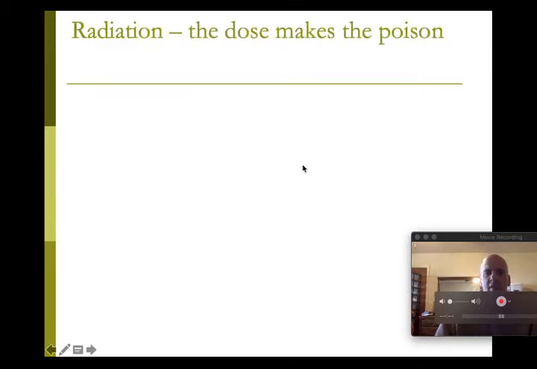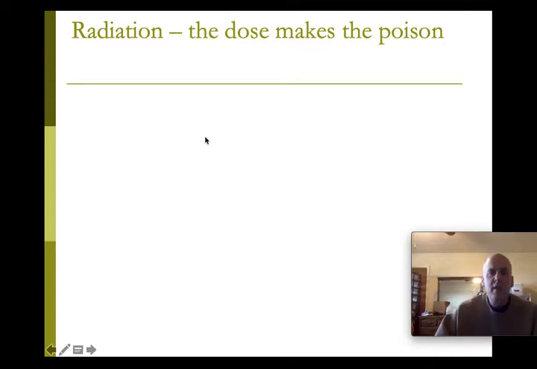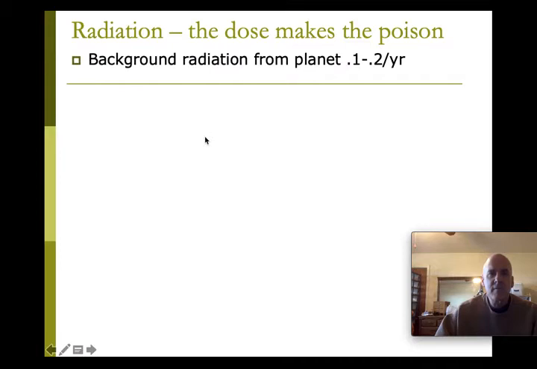Okay, so let's talk about the dangers of radiation. The dose makes the poison. Background radiation is 0.1 to 0.2 REMS per year. If you get an X-ray, that's 1 REM. So that's several times higher than background, but it's not harmful, as long as you're not getting an X-ray several times a day or anything.